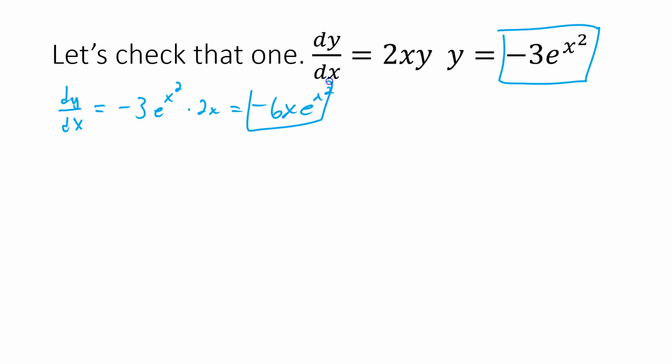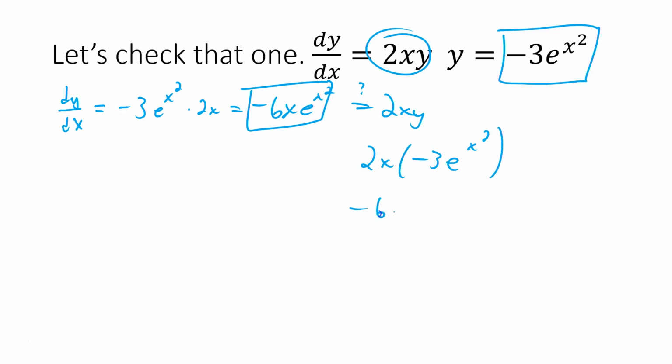Now, this has to be equal to our differential equation. It's got to be equal to 2xy. So the question is, is that equal to 2xy? Well, we've got an equation for y here, so let's just multiply it out and see. So 2xy will be 2x times -3 e to the x squared. That would give us -6x e to the x squared. And that checks out.